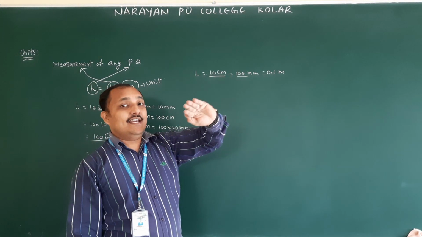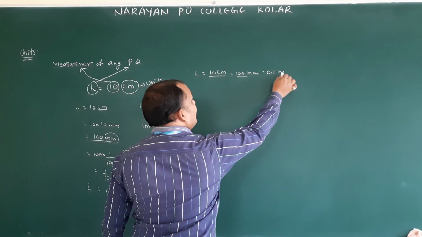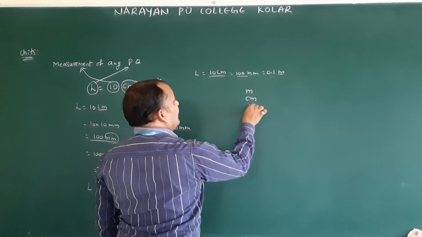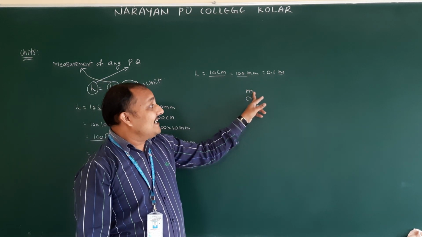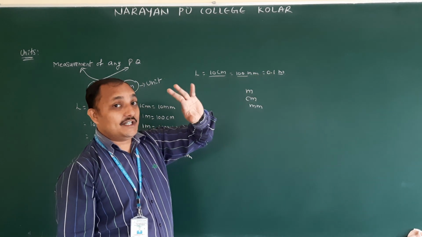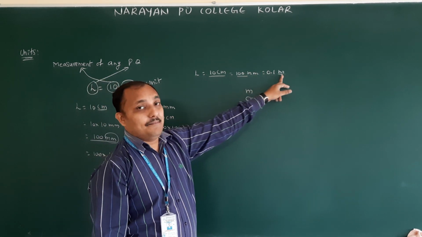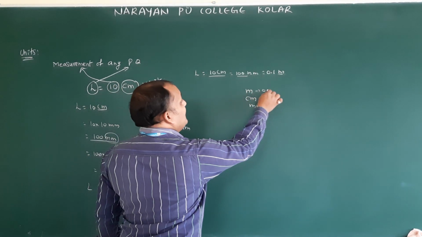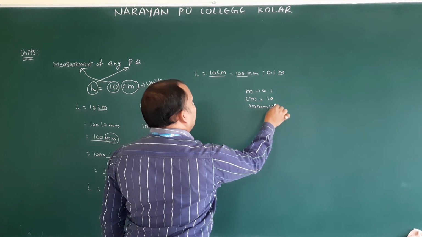Now, among all these, which is the bigger unit? Meter, centimeter, or millimeter? The first one, the bigger unit, is meter. The next bigger unit is centimeter. The smaller unit is millimeter. So for the bigger unit you got which value? Smaller value. Which is the smaller value among all this? 0.1. The value is called measurement. Which is the smaller measurement? 0.1. Which is the bigger unit? Meter. Means the bigger unit is giving the smaller measurement. So meter is giving only 0.1. Centimeter is giving 10. Millimeter is giving 100.